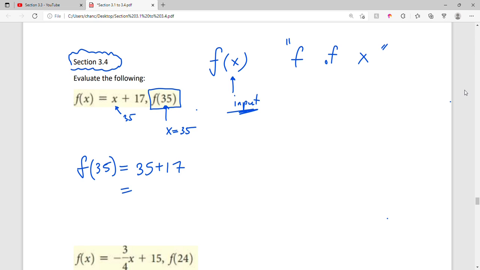We can simplify 35 plus 17. That's going to give us 52. And that's it. That's all we have to do. When you write your solution, make sure you write it as f of 35, put an equal sign, and then the next line underneath that, there's another equal sign until you get to the end. This is f of 35 equals 52. And that's it. We don't need to solve for x. We just substitute and evaluate.